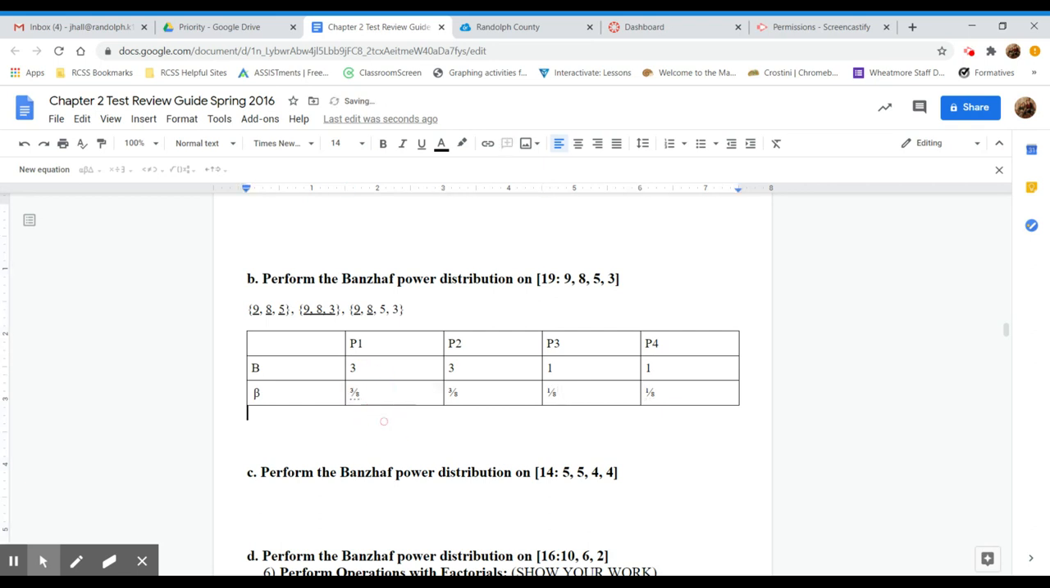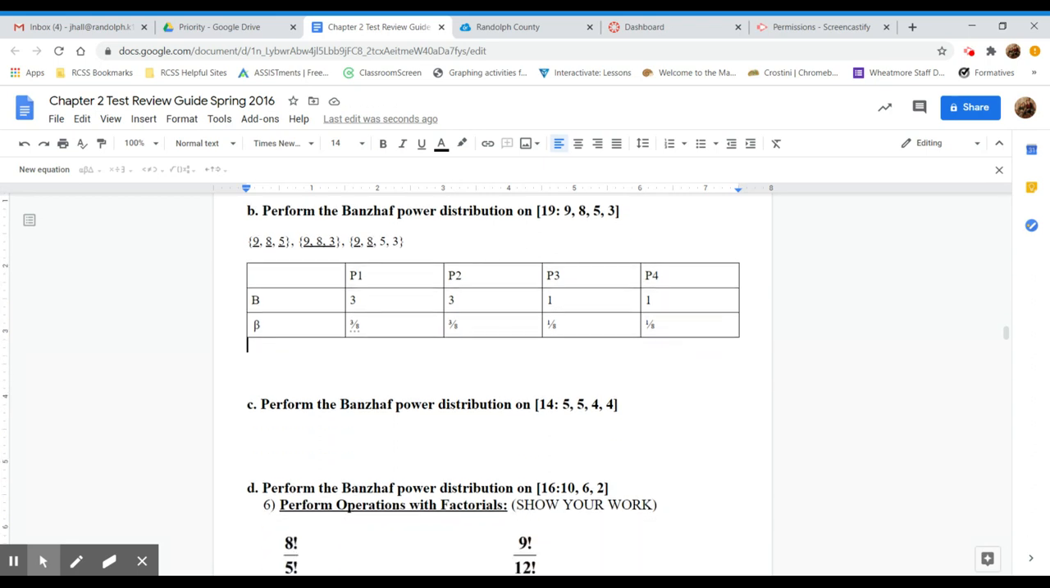I like when it does that to it. So there's our Banzhaf power distribution, and you can go through and make those fractions if you want, or decimals and then percentages. There you go.